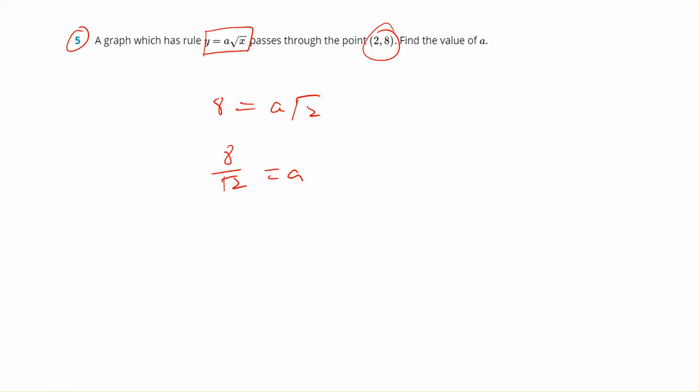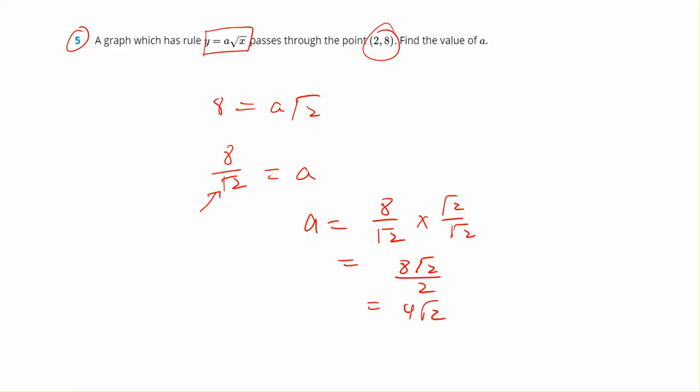Now I assume you probably got this answer, but the book has something different. What they've done is they've rationalized the denominator. Remember, you never want surds at the bottom. To get rid of the surd, you just multiply by root 2 over root 2. So 8 root 2 times root 2 is just 2, and 8 divided by 2 is 4, so it's 4 root 2. Your answer is a equals 4 root 2.